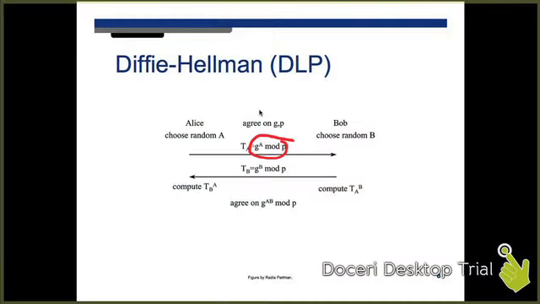So G to the A mod P ends up being some number, and we're going to call it generically T sub A. So it's T, and it's Alice's T. What does Alice then do? She transmits that number, G to the A mod P, otherwise known as T sub A, across the internet in the clear; it doesn't matter. Even though it's drawn here mathematically as G to the A mod P, she doesn't send that written expression. She sends the result of that arithmetic operation, T sub A.